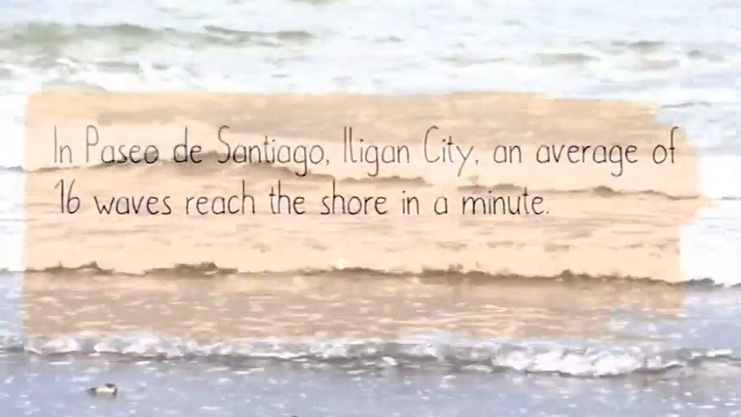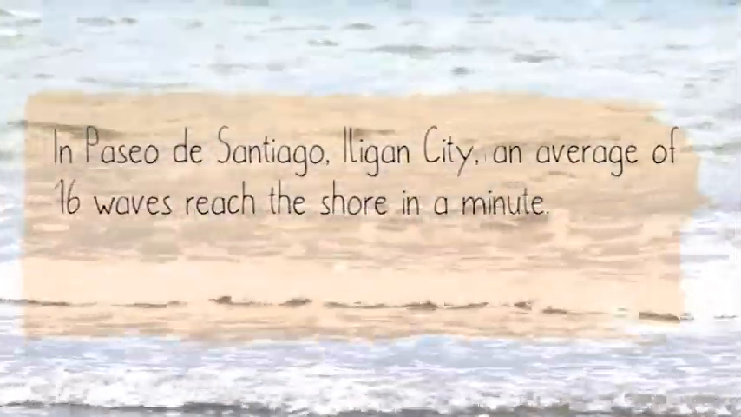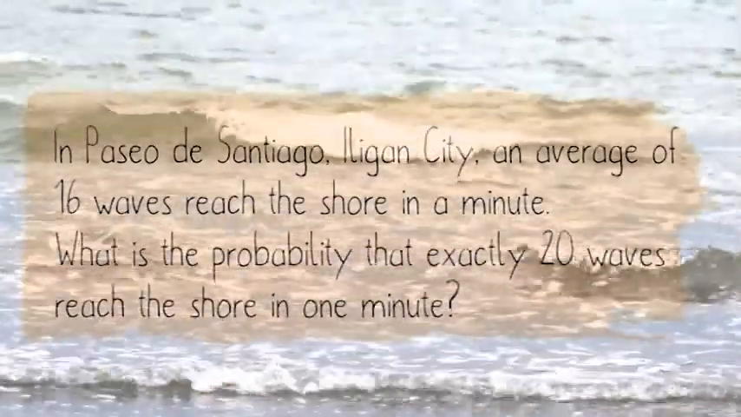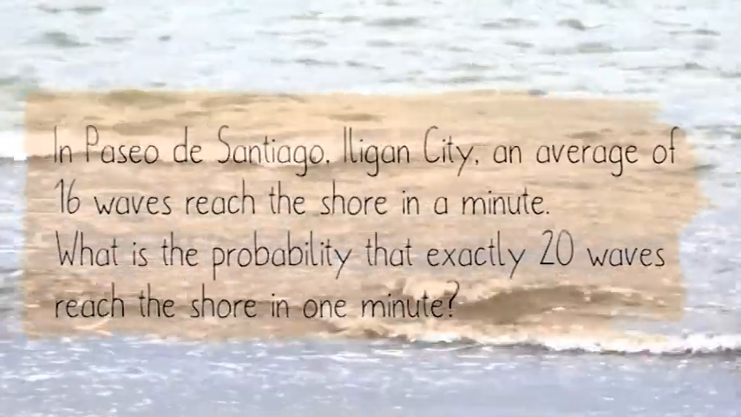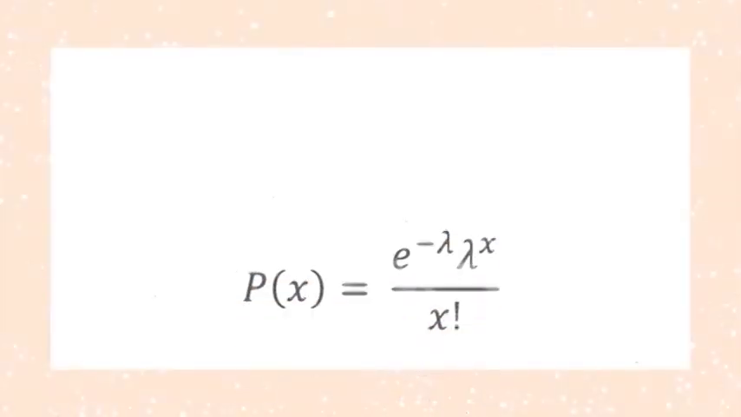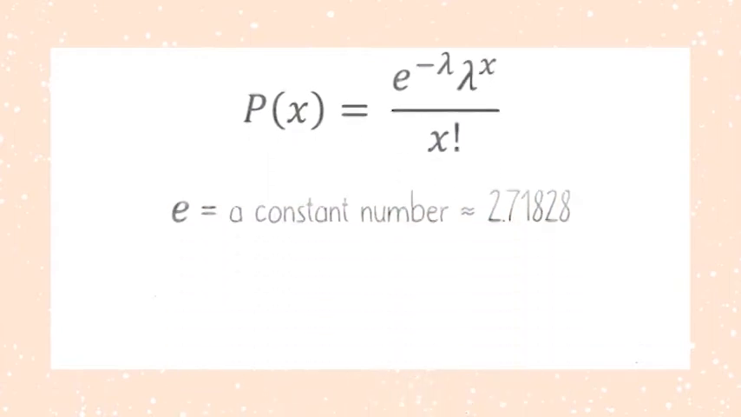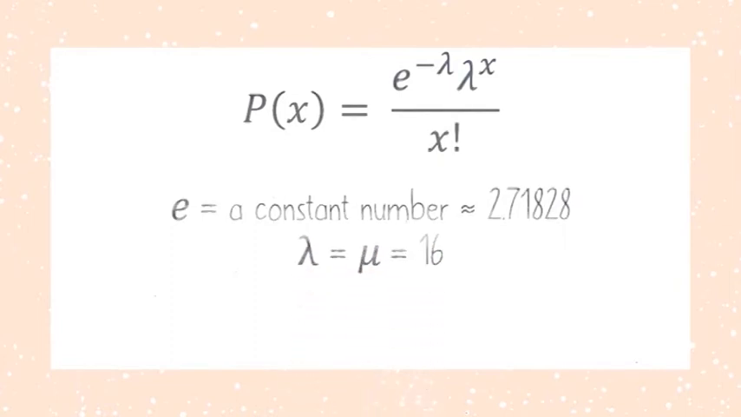Let's take a look at an example. In Paseo de Santiago, Iligan City, an average of 16 waves reach the shore in a minute. What is the probability that exactly 20 waves reach the shore in 1 minute? To solve for the probability, we use the formula p of x is equal to e raised to negative lambda times lambda raised to x over x factorial, where e is a constant number approximately equal to 2.71828, and lambda is equal to the mean of the distribution, which is 16, and x is equal to 20.